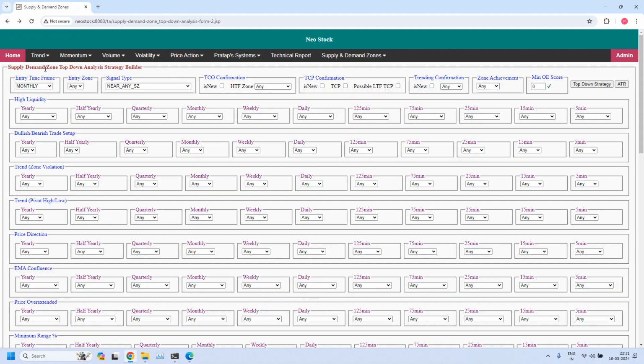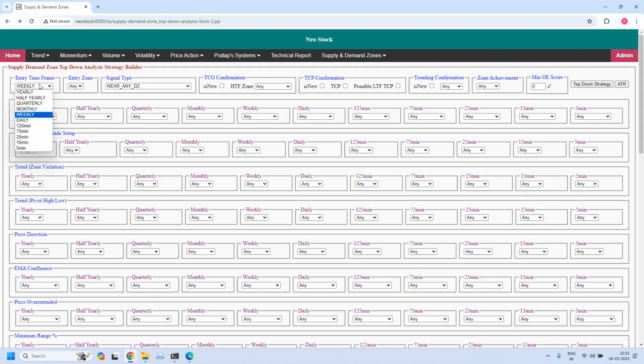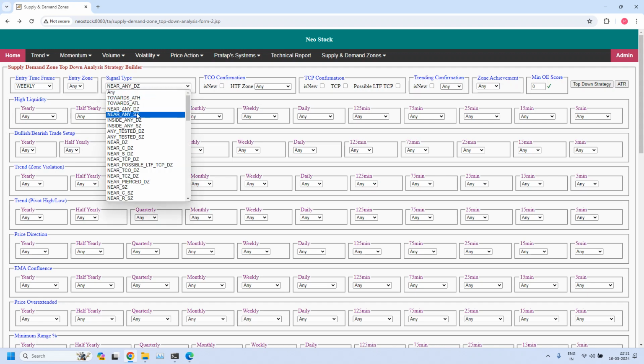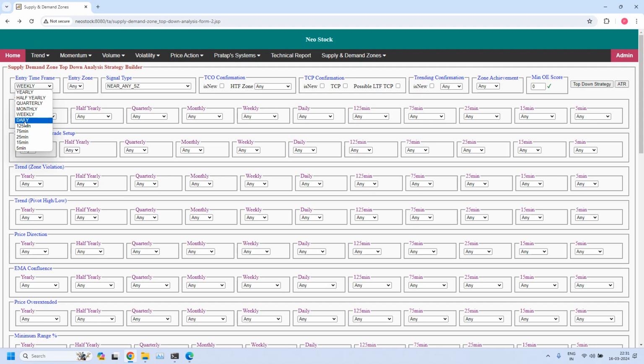Let me go back. Let me change the time frame to weekly. Let us find the stocks near the weekly demand zone. These 8 stocks are filtered near the weekly demand zone. So let me go back. For the weekly time frame, let us find the stocks near the weekly supply zone. These 7 stocks are filtered. Let me go back, changing the time frame to daily.